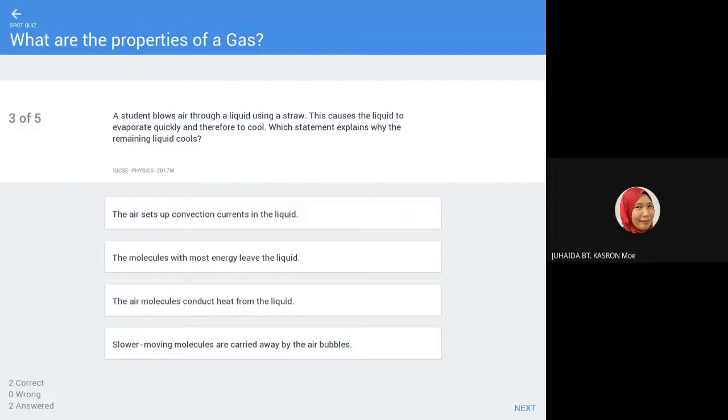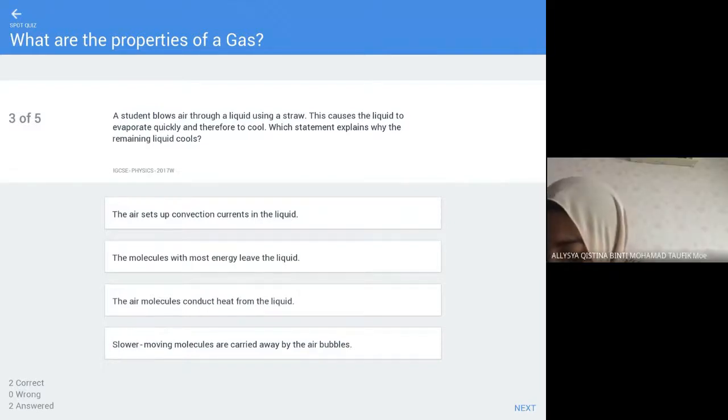Next question. We have 5 minutes more. It's only 5 questions. A student blows air through a liquid using a straw. This causes the liquid to evaporate quickly and therefore to cool. Which statement explains why the remaining liquid cools? Can I ask Afza? Kinetic energy.